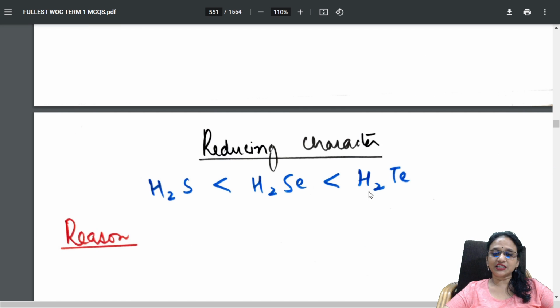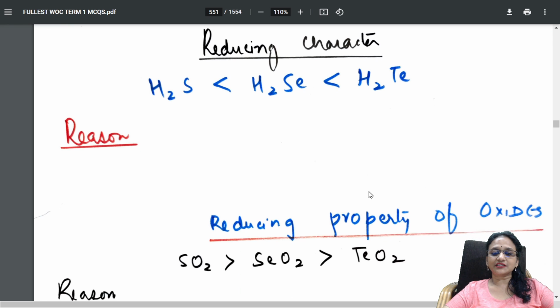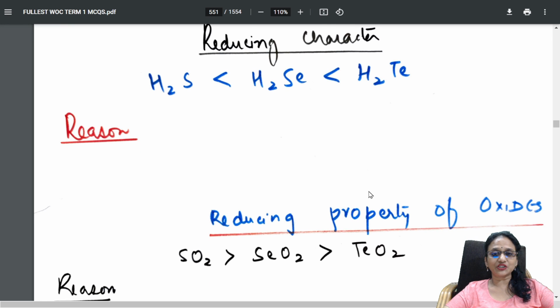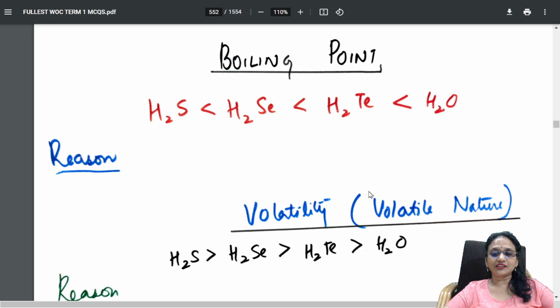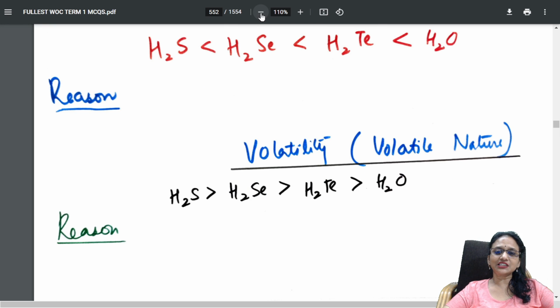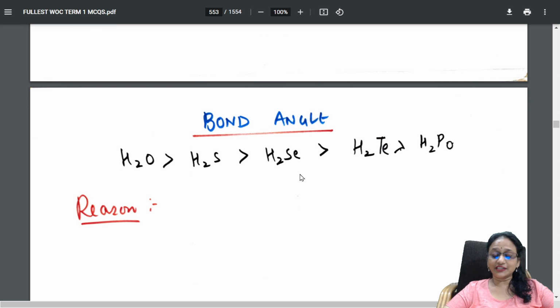Then comes the reducing character trend, and oxides reducing character. That's the reason you are required to know. An important thing, the boiling point trends are here. Let me minimize it a little bit. Then comes your bond angle trend. I did a video for this also, students, on the trends with the reasons. I'm going to post it in the description.